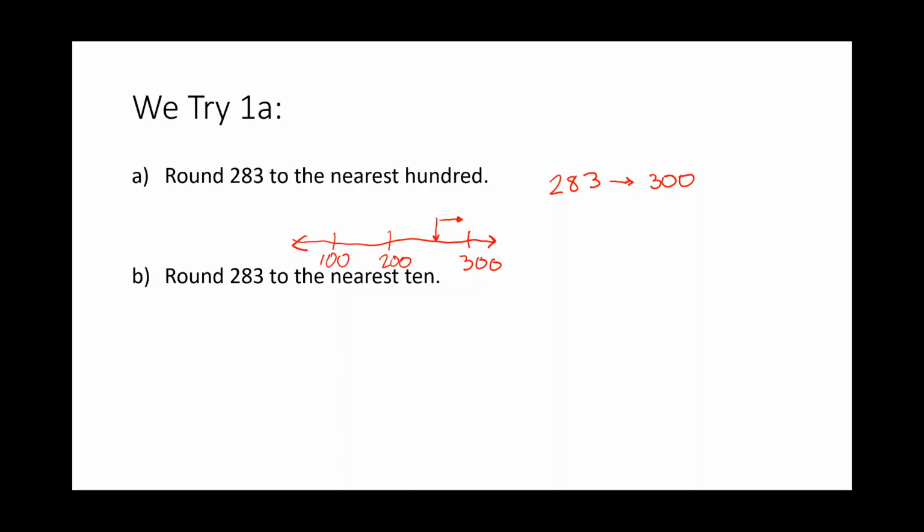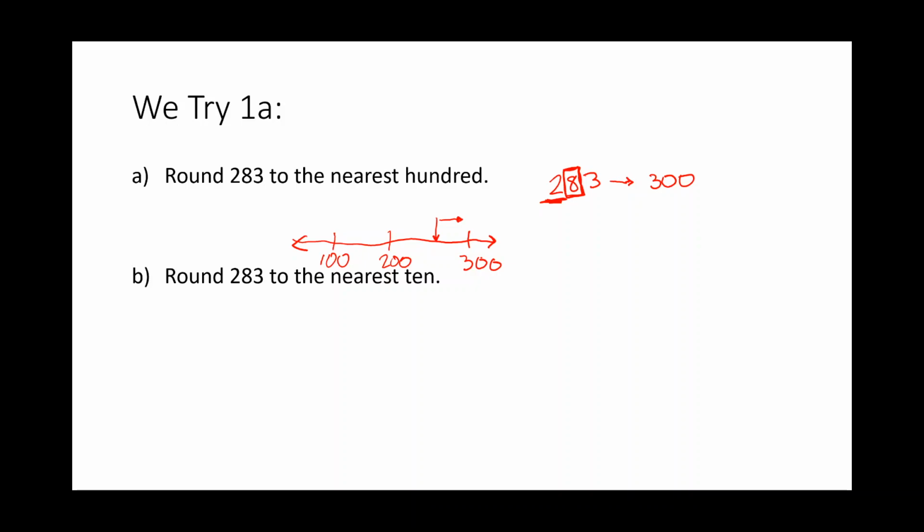The other way I could do it is we want to find the hundreds place. I'm going to look at this guy right here. If it's a 6 or more, I'm going to round up. If it's a 4 or less, I'm going to round down. And if it's a 5, it's a little bit more complicated and we'll talk about it in class. So since it's an 8, I'm going to round up to 300.